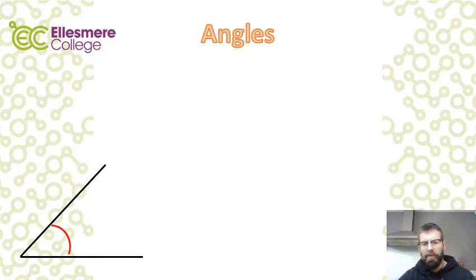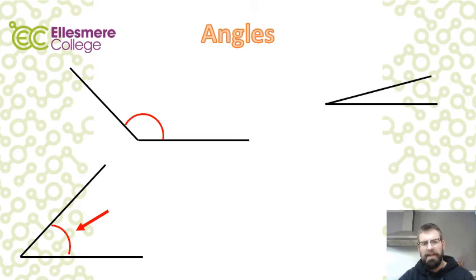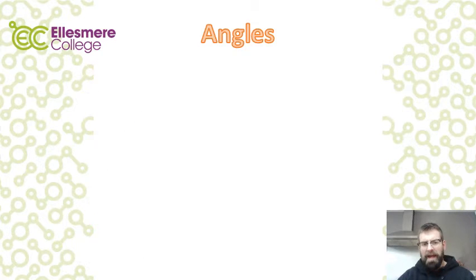So an angle can go from 0 all the way around to 360 degrees. Here's some other angles for example. This one's bigger, you can see it's wider, and this one is smaller, you can see it's more closed. Here's an example that will help you understand that a bit better.